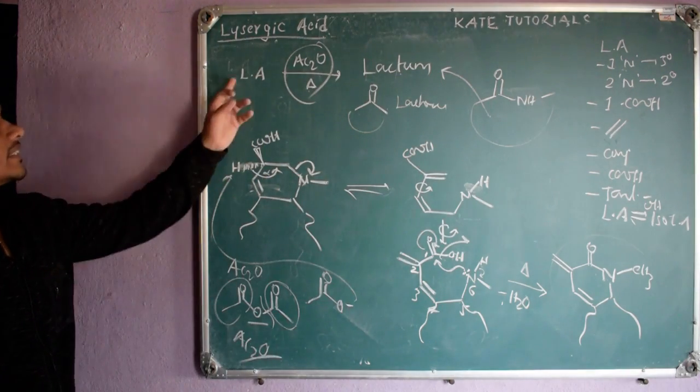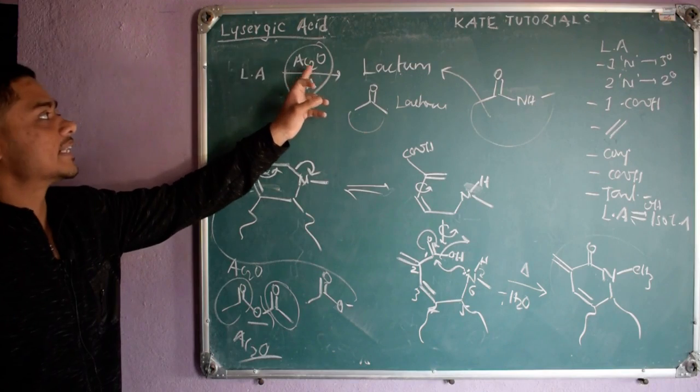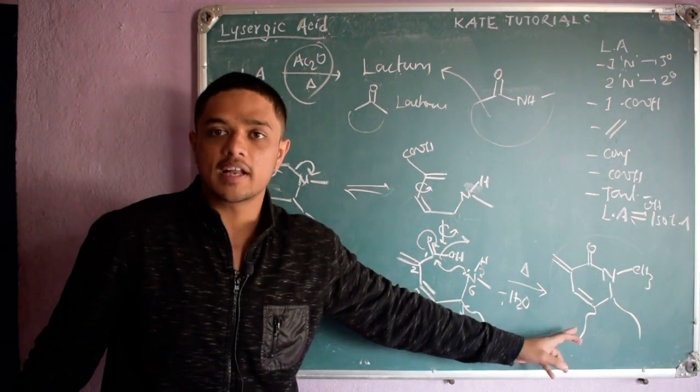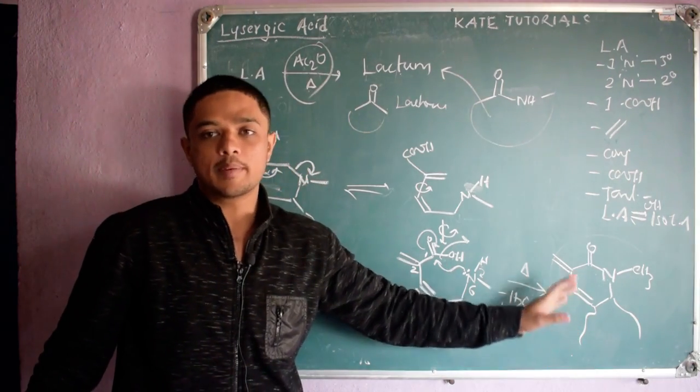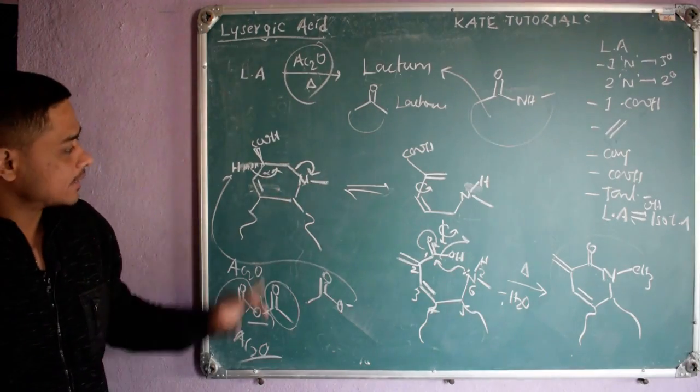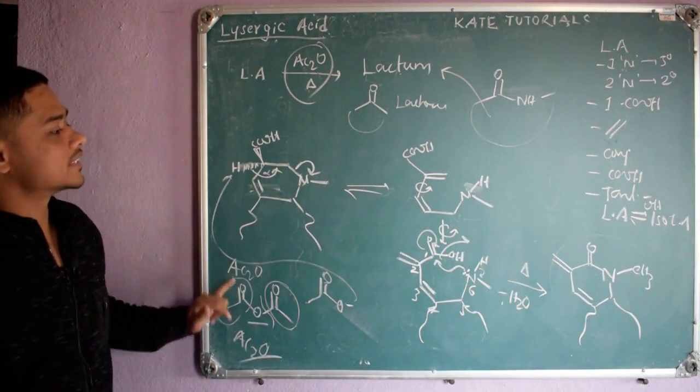Right. So this lysergic acid, when heated with acetic anhydride, will give a lactam. So this is the reaction. These reactions they will ask in your exams. So you need to remember all these reactions, right? So I am done with this. If they ask in exams, you should draw the full complete structure of this lysergic acid.